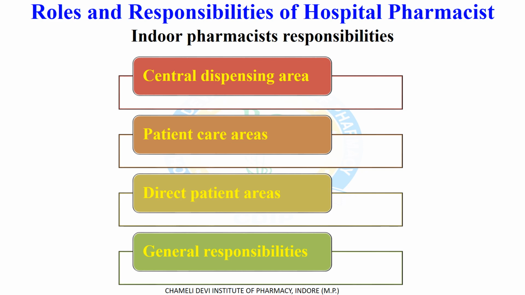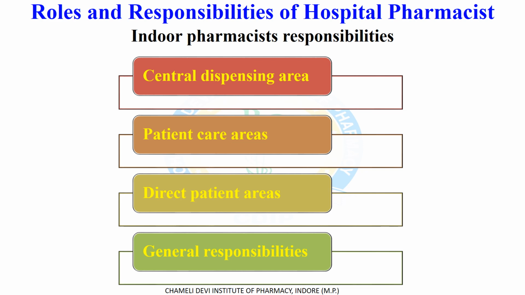So, what are the roles and responsibilities of the hospital pharmacist? Hospital pharmacists play an important role in our hospitals. They play their role and responsibilities with indoor patients as well as outdoor patients. If we talk about indoor pharmacist responsibilities, it involves 4 points: central dispensing area, patient care areas, direct patient areas, and general responsibilities.